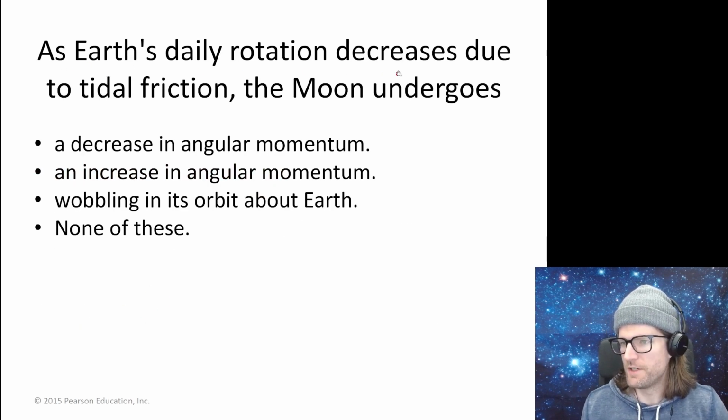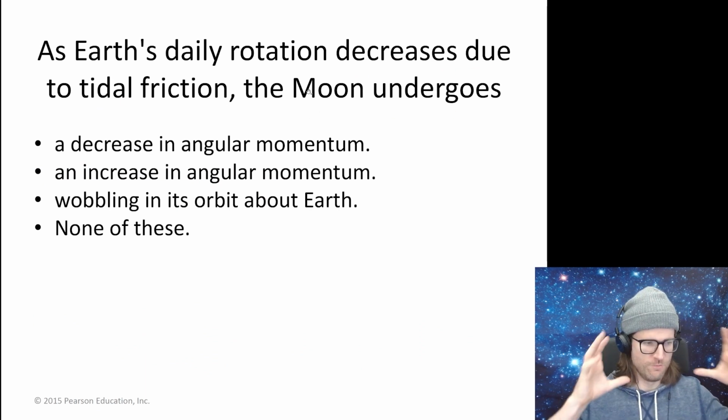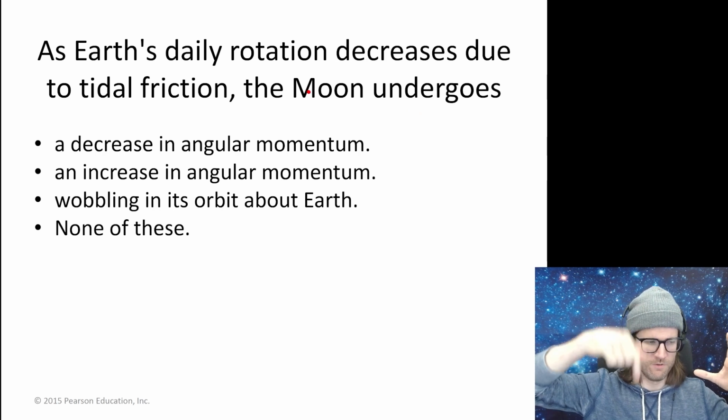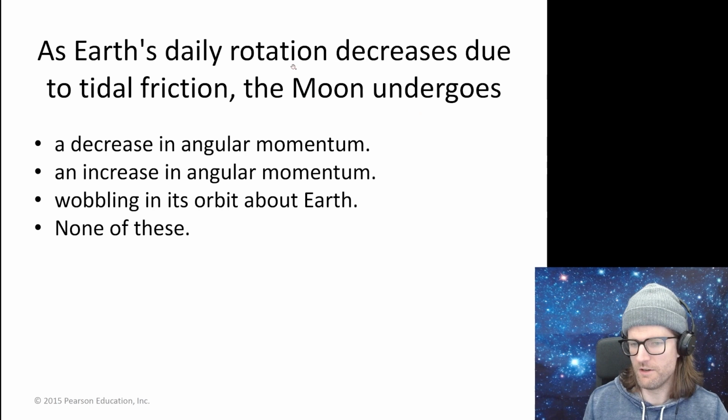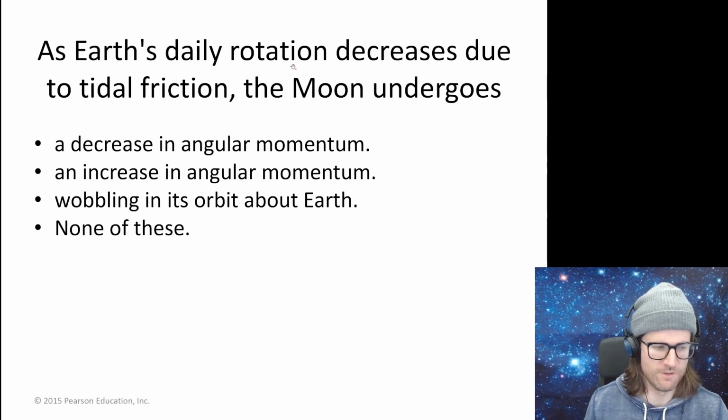As Earth's daily rotation decreases due to tidal friction, the moon undergoes, well, if it's the Earth-Moon system and Earth's rotation rate is going down, that must mean the moon's must increase to compensate, so that angular momentum is conserved. So it must be an increase in angular momentum.